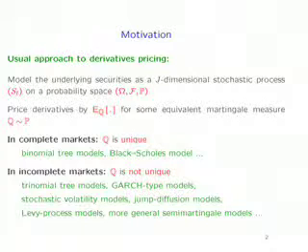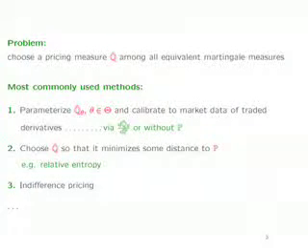Examples for incomplete financial market models would be, in discrete time, a trinomial tree, or GARCH-type models, stochastic volatility models, models that have jumps in them, Lévy process models, or more general semimartingale models. So in all of these situations, the problem really is how do you choose one particular pricing measure among this family of equivalent martingale measures in this model.